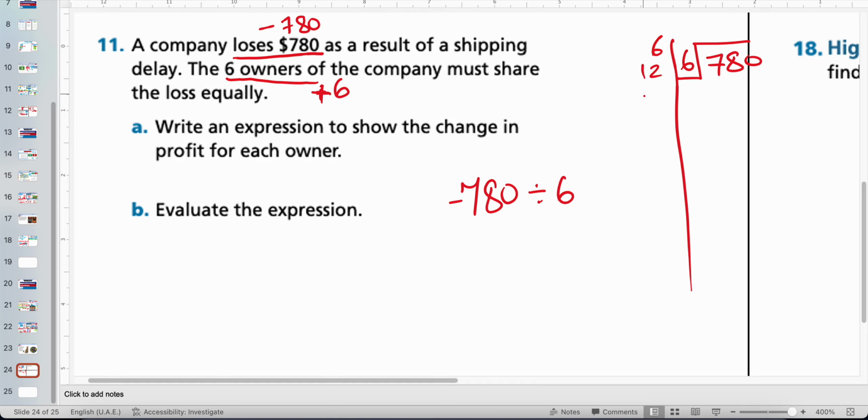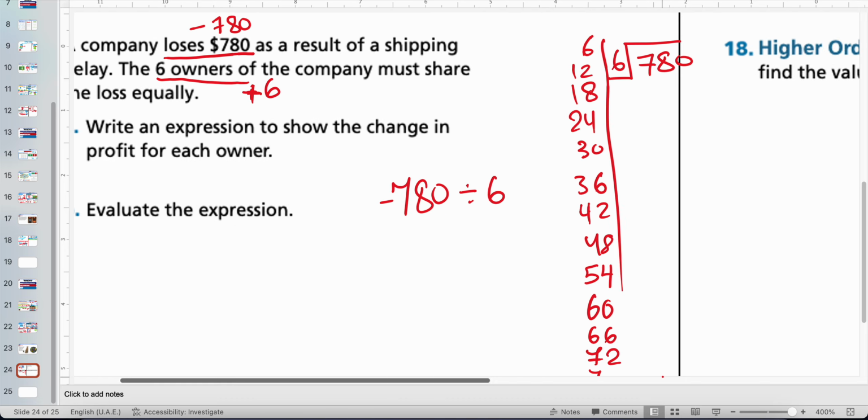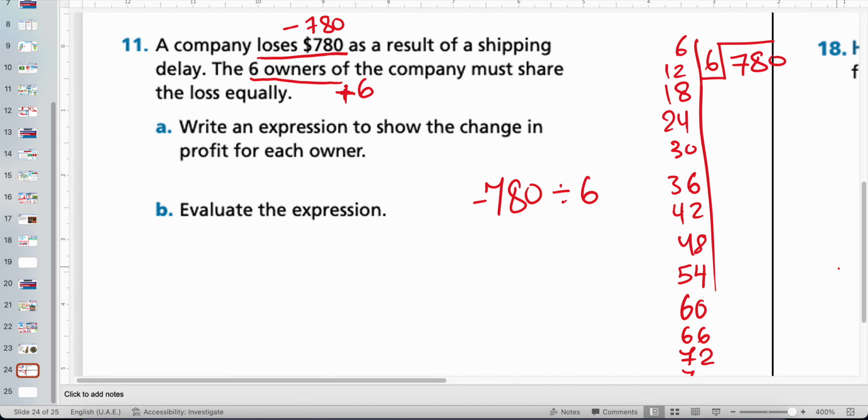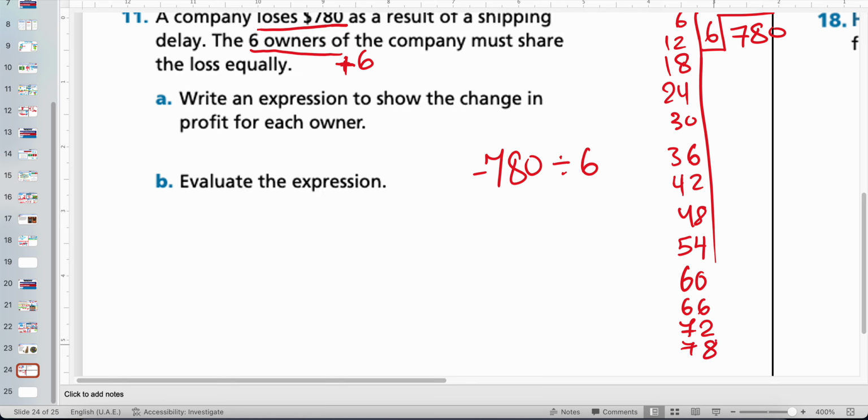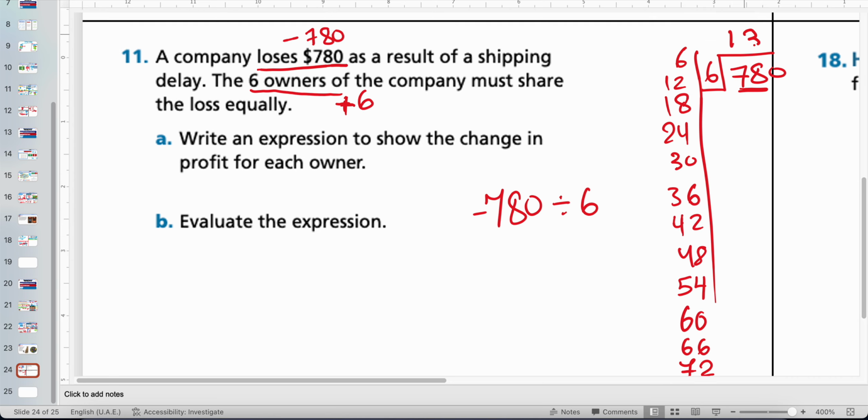Skip count by 6: 6, 12, 18, 24, 30, 36, 42, 48, 54, 60, 66, 72, and lastly 78. So 78 divided by 6 is here: 1, 2, 3, 4, 5, 6, 7, 8, 9, 10, 11, 12, 13. 13 is my answer. Put the 78 down, subtract, nothing left.